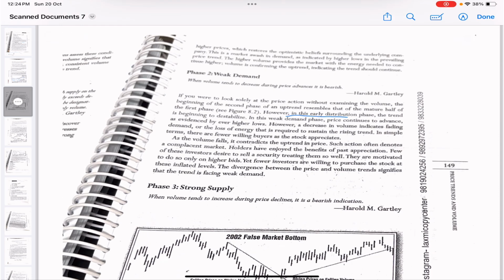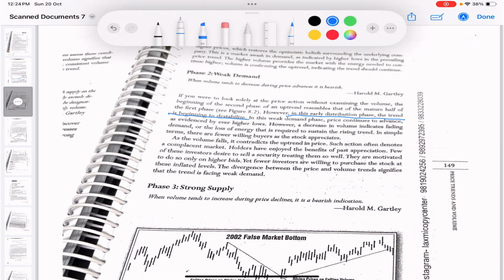In this early distribution phase, the trend is beginning to destabilize. In this weak demand phase, the price continues to advance. It also creates higher highs and higher lows, but there is a decrease in volume, and that indicates that the demand is fading and there is a loss of the energy required to sustain the uptrend. In simple terms, there are few willing buyers as the stock appreciates. Simple. As the volume falls, it contradicts the uptrend in price.